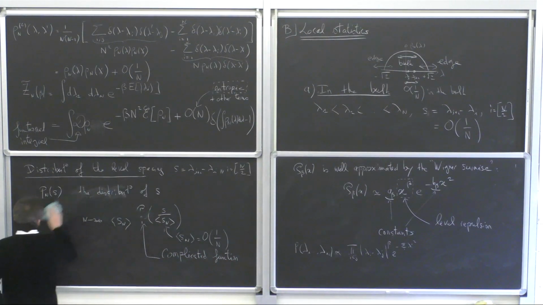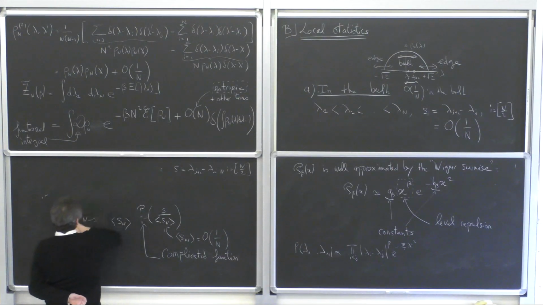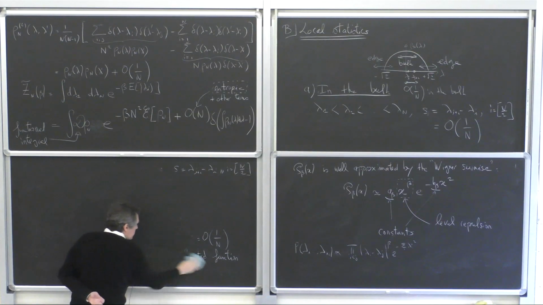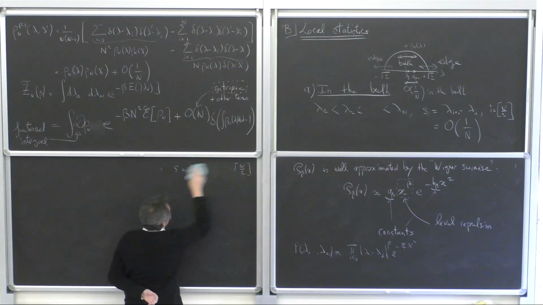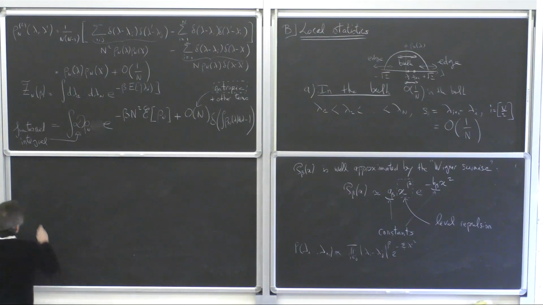Why is it used for? Well, this level repulsion, so that means the behavior for small x, is really a signature of random matrix statistics because of this level repulsion. And I guess you have seen this curve many times.